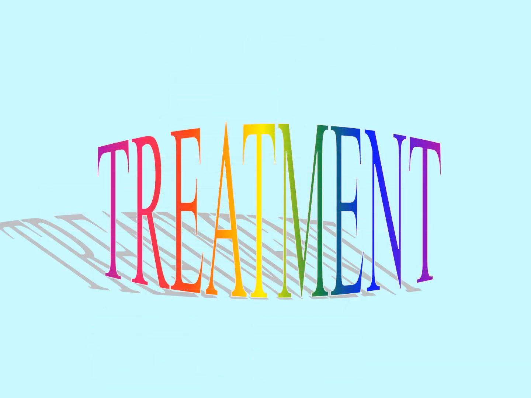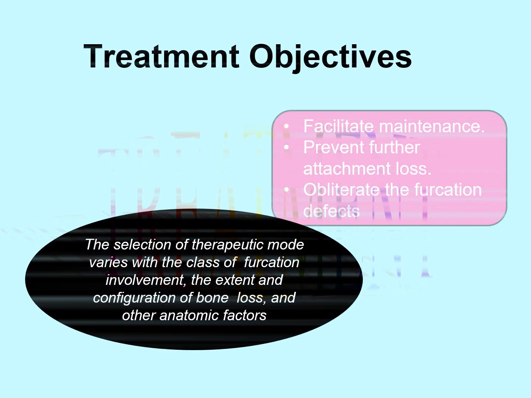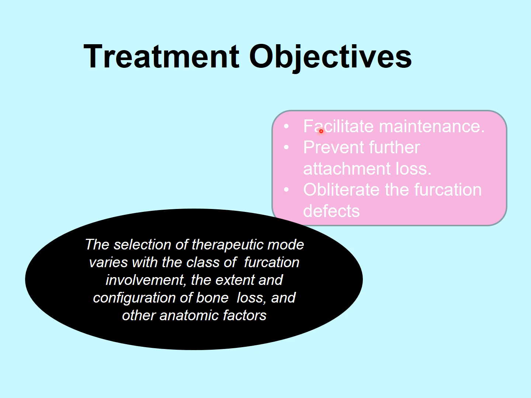So coming to the important part of furcation, that is treatment. So what is the treatment objective? The first one is to facilitate maintenance. It has to facilitate maintenance, it has to prevent further attachment loss, and also we have to obliterate the furcation defects. The selection of the therapeutic mode will always vary with the class of furcation involvement, the extent and configuration of bone loss, and also depending on the anatomical factors.